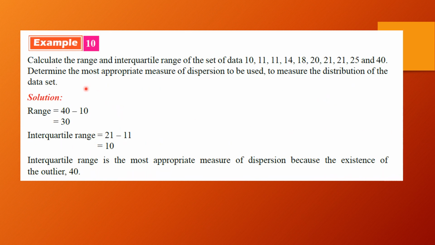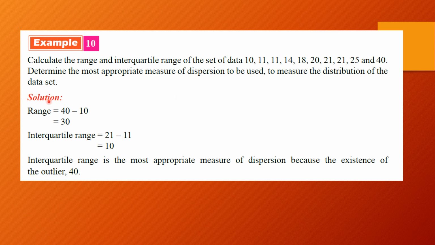Example 10. You can refer to your textbook at page 224. Calculate the range and interquartile range of the set of data 10, 11, 11, 14, 18, 20, 21, 21, 25, and 40. Determine the most appropriate measure of dispersion to be used to measure the distribution of the data set.